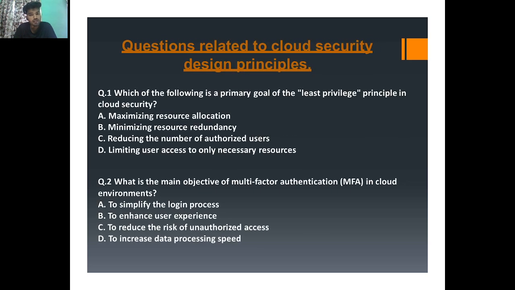The first question is: which of the following is the primary goal of the least privilege principle in cloud security? In the previous slide we discussed least privilege, which basically deals with limiting user access to only necessary resources. So option D is correct. Now the second question is: what is the main objective of multi-factor authentication in a cloud environment? It basically deals with reducing the risk of unauthorized access.